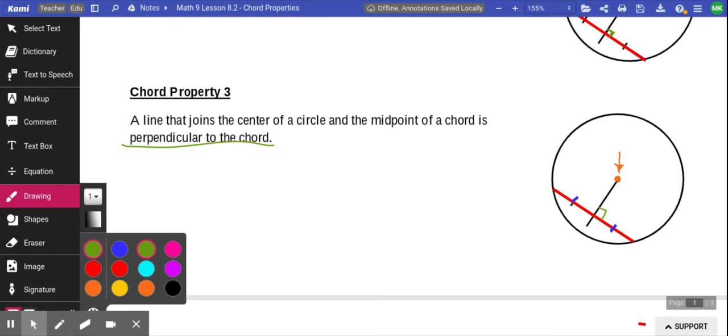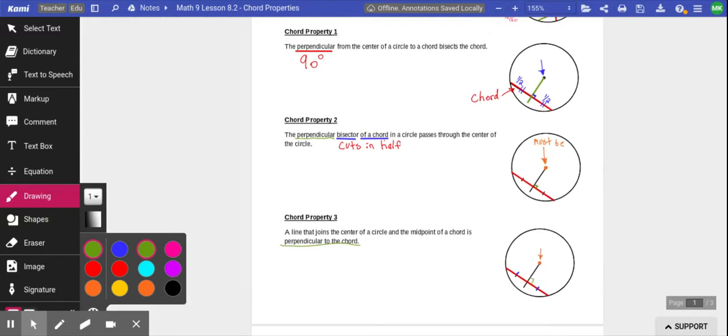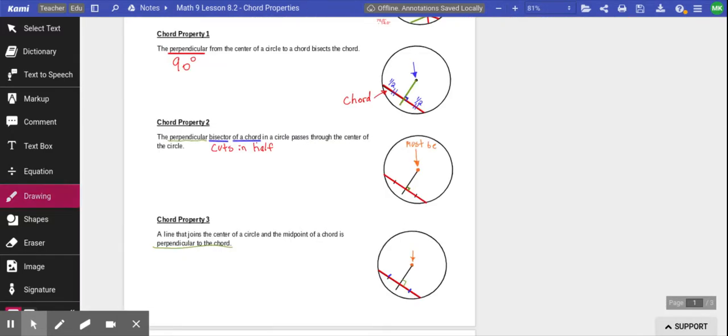So those are really the same rule three times. If you have two of the properties, you have to have the third, essentially. So the properties we have here: the first property is that you're cutting the chord in half. The second property is that it must go through the center of the circle. And the third property is that it's perpendicular, meaning making 90 degrees. So if you have two of those three things, you have to have the third.